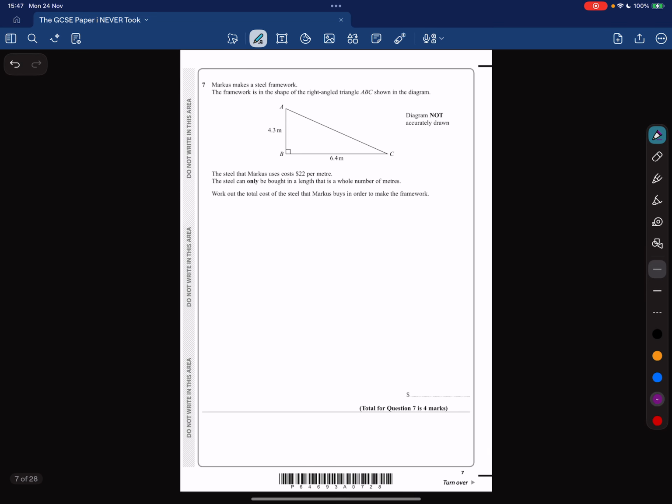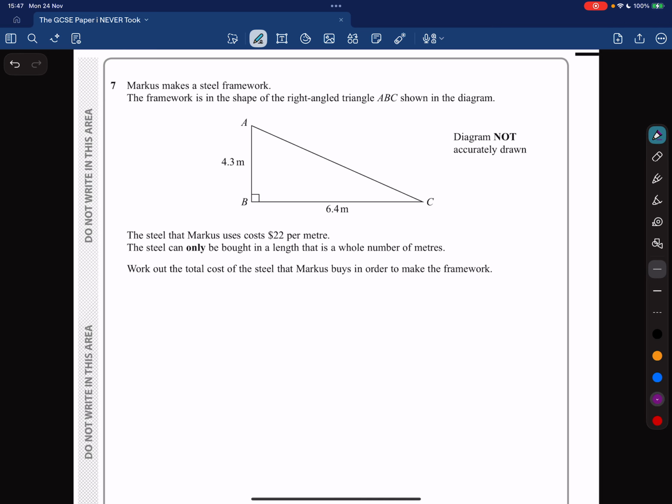Okay, on to the next one. Marcus makes a steel framework. The framework is in the shape of the right angle triangle ABC. The steel that Marcus uses costs $22 per metre. The steel can only be bought in the length that is a whole number of metres. Work out the total cost of steel that Marcus buys in order to make the framework.